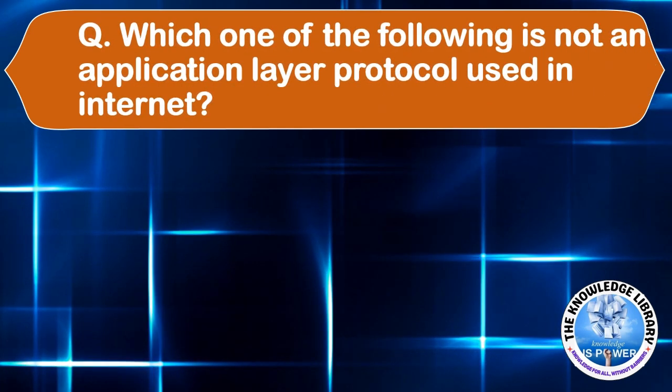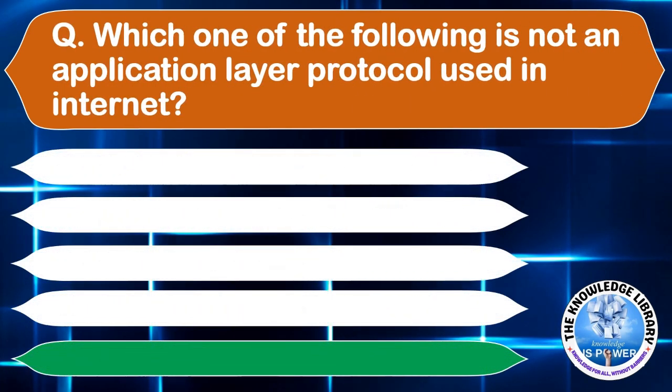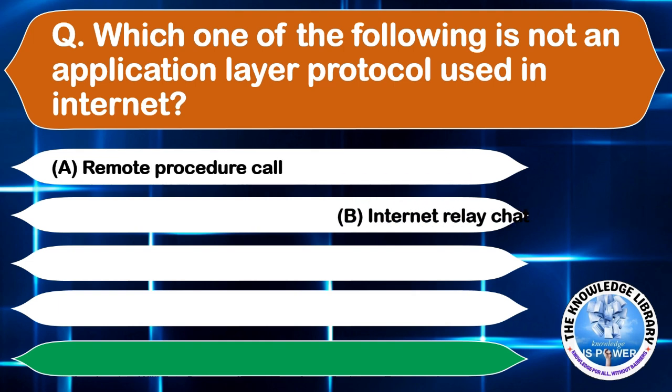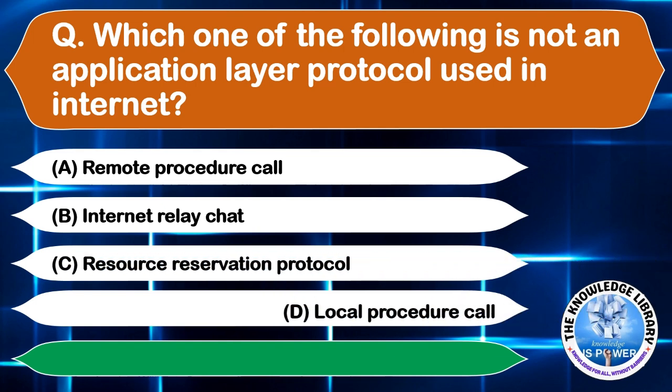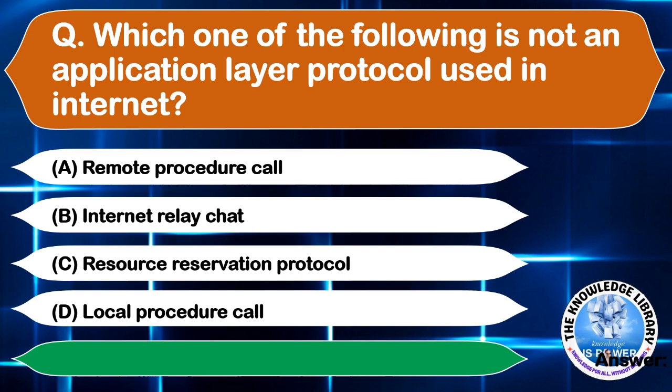The next question is, which one of the following is not an application layer protocol used in internet? Option A, remote procedure call. Option B, internet relay chat. Option C, resource reservation protocol. Option D, local procedure call. The correct answer is option C.